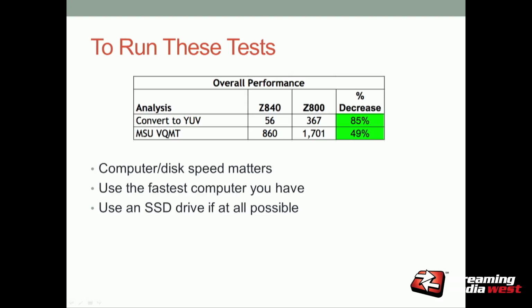These are two dual CPU workstations from HP, and I got an 85% decrease in time in the conversion to YUV on the newer machine that had both a faster processor set and SSD drives. That's a pretty big number. And then running the VQMT test using the batch command line for it, I got a 49% decrease in time. So I could not have run all the tests that I showed you if I didn't have that new workstation, because it's so time consuming on older computers. But even upgrading to SSD drives should give you a significant benefit in terms of performance.